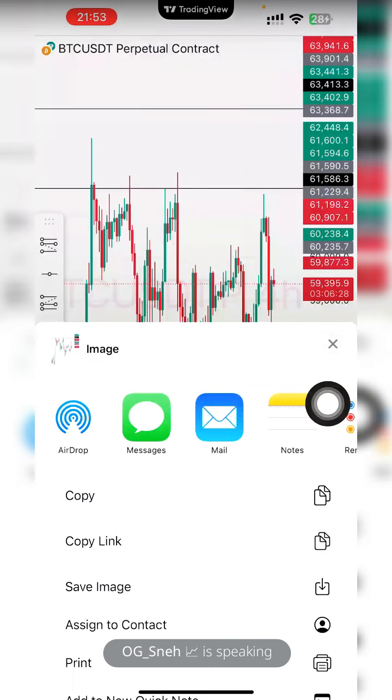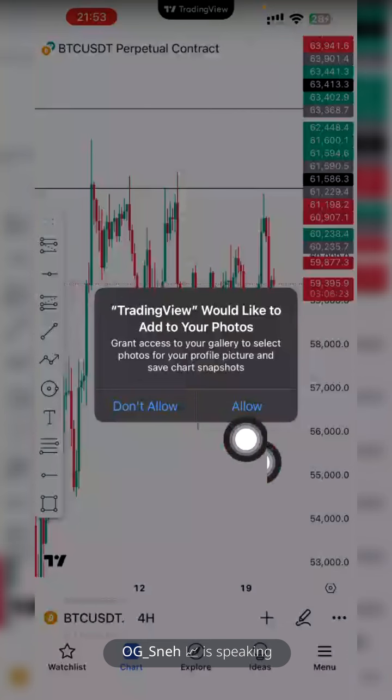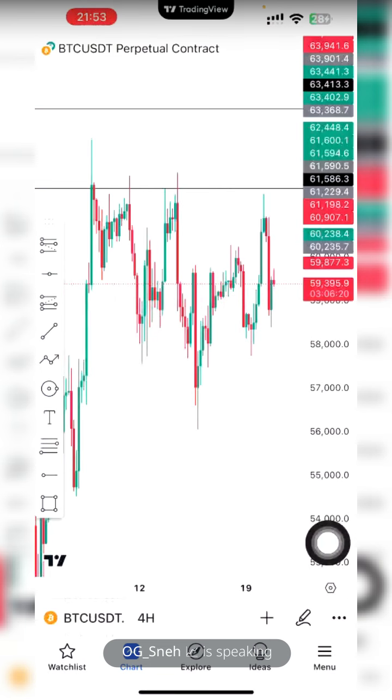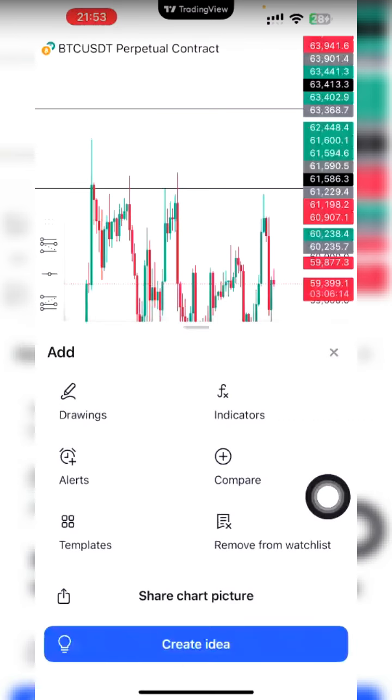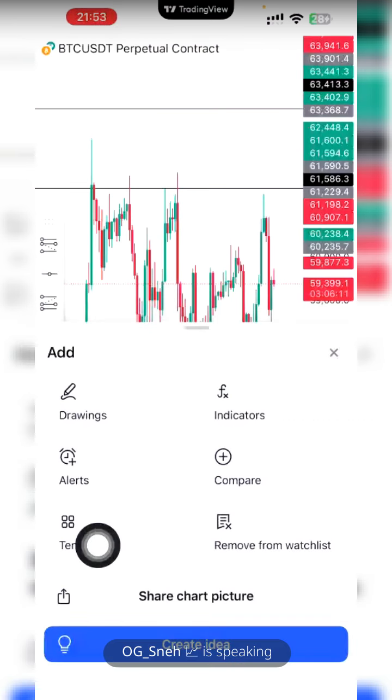You see, do I want to save this image? I can save it. Allow TradingView to add to your photos. Allow. You see, it has been saved to my gallery. That is what the save picture is about. Do you understand? So this one, nothing concern you. Templates, nothing concern you. Compare, nothing concern you. Alerts, nothing concern you. Now you are concerned about FX indicators and drawings.